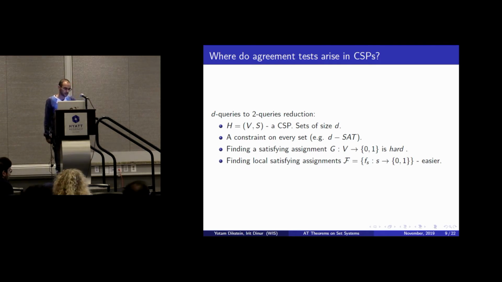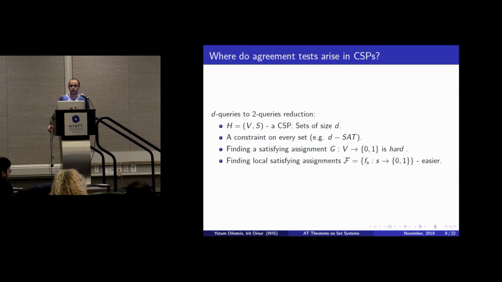Suppose we have a set system, which is a CSP, and every set here is of size D. And what do I mean by CSP? For every set, we have a constraint that regards only the vertices in this set, and it tells us which assignments on these vertices are legal and which are not. For those of you who aren't that familiar, we should just think of D-SAT or some problem of the sort. The goal is to find an assignment to the whole vertex set that satisfies all or sometimes most of these constraints. And in general, this problem is NP hard, even if we want to find a satisfying assignment to just most of the constraints.